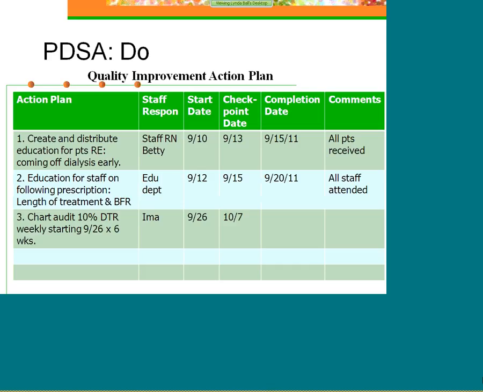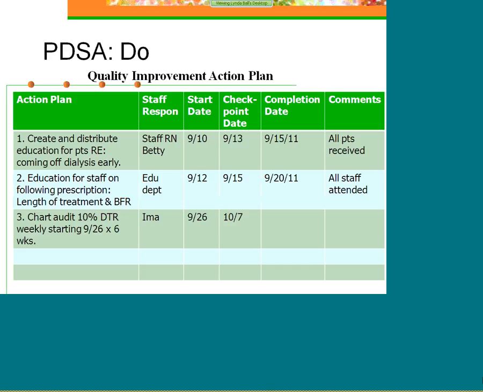The alternative is that the doctor's going to increase their treatment time. That makes a lot more work for you to have to add 15 minutes or half an hour to somebody's treatment time. When, if you were following the prescription as it was written, perhaps they wouldn't need that to happen.